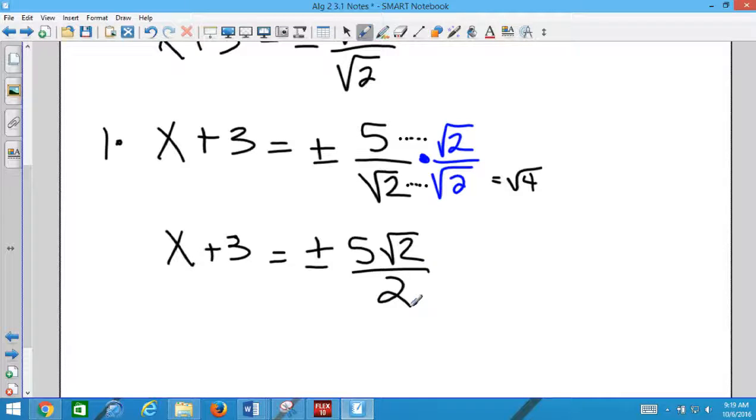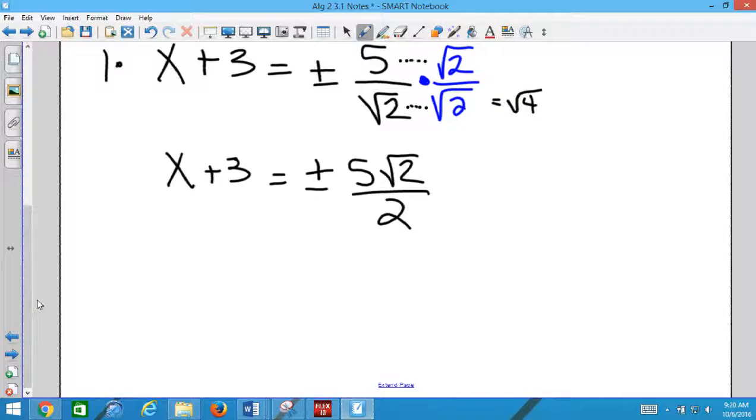I cannot cancel this 2 and this 2 because one of them is a square root and the other is a regular 2. Don't cancel those. There is one last step to solve for x.